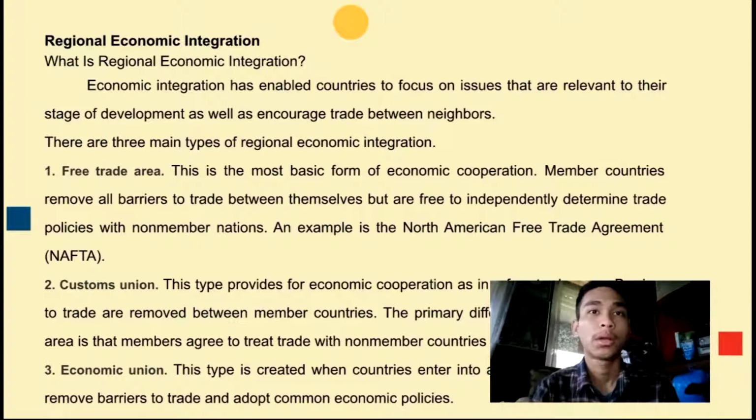3. Economic union. This type is created when countries enter into an economic agreement to remove barriers to trade and adopt common economic policies.